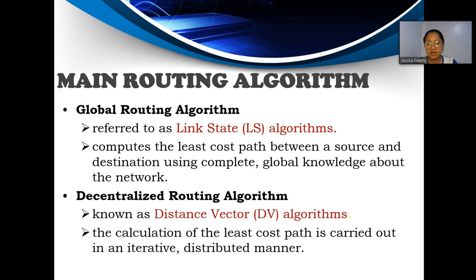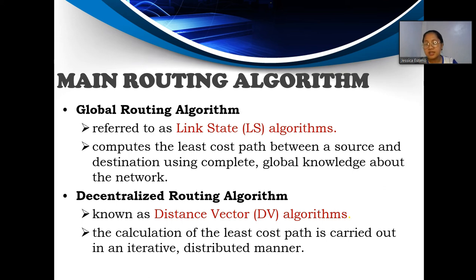Next is the decentralized routing algorithm, known as the distance vector algorithm, or DV. It is called the distance vector algorithm because a node never actually knows a complete path from source to destination. Instead, it only knows the direction to which it could forward a packet in order to reach a given destination along the least cost path.